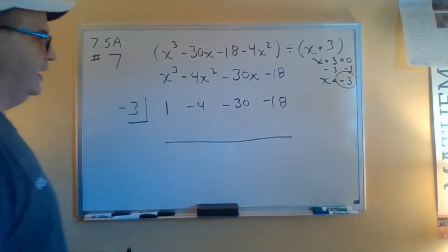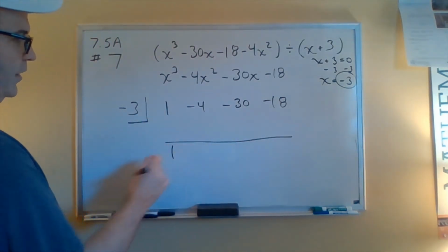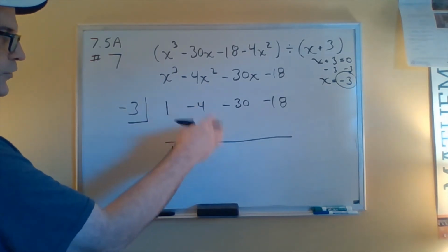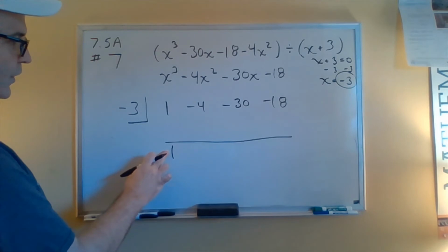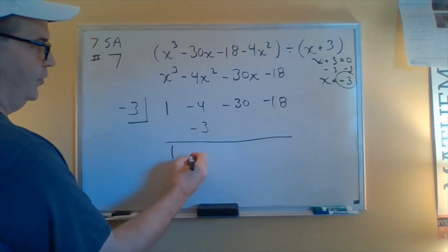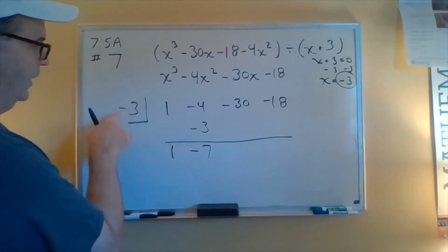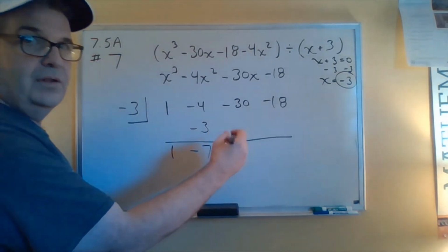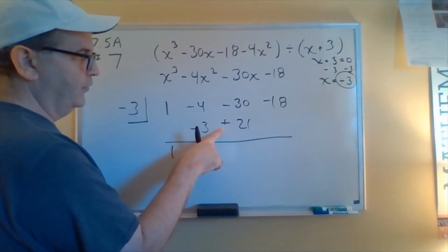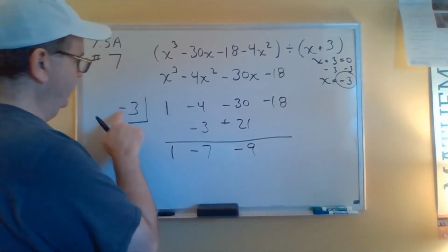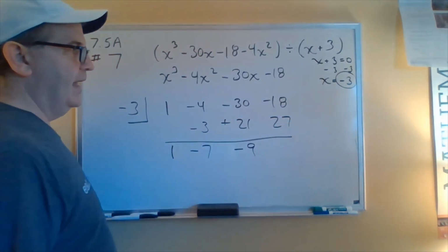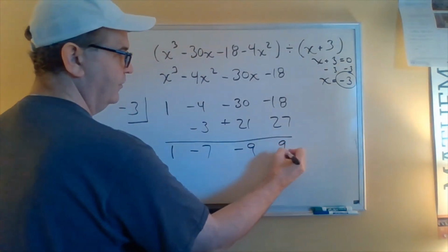Draw my division line. I'm going to carry the 1 down, and I'm going to start that alternating pattern of multiply, addition. So negative 3 times 1 is negative 3. I add this column, negative 4 plus negative 3 is a negative 7. Negative 3 times negative 7 is a positive 21. So when I add negative 30 and positive 21, I get negative 9. Negative 3 times negative 9 is a positive 27. And when I add negative 18 and 27, I get a positive 9.